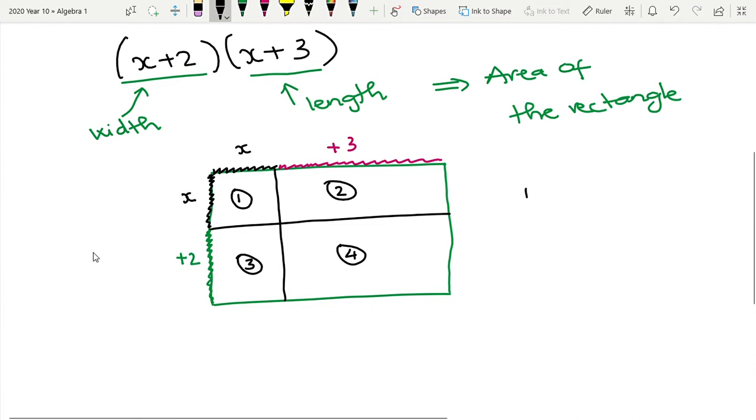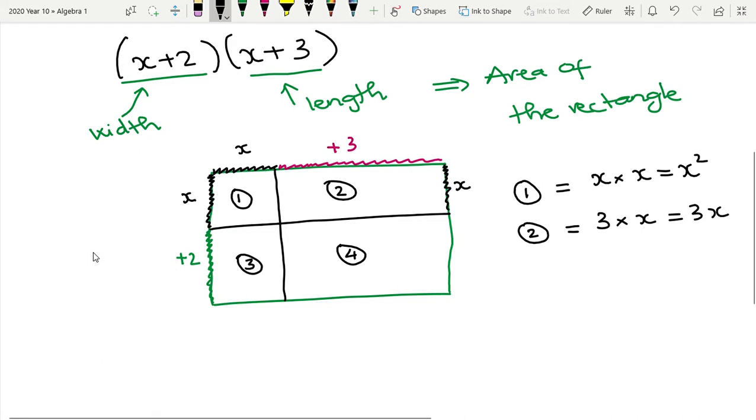So the area for number 1 is going to be x times x, right? Which is x squared. The area number 2 is going to be 3 times x. This could be 3x, because 3 is the length and x is the width, as you can see here. Draw another one here. See? So length is 3 and the width is x. So that's why the area of rectangle number 2 is 3 times x, which is 3x.